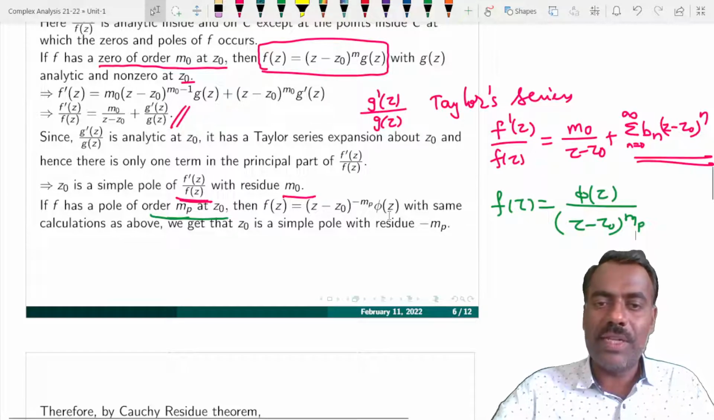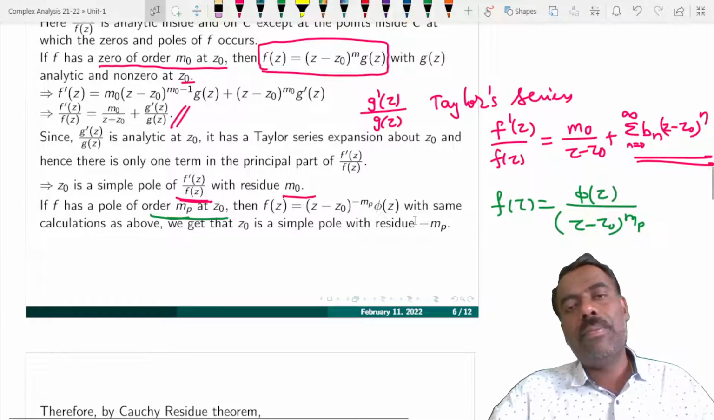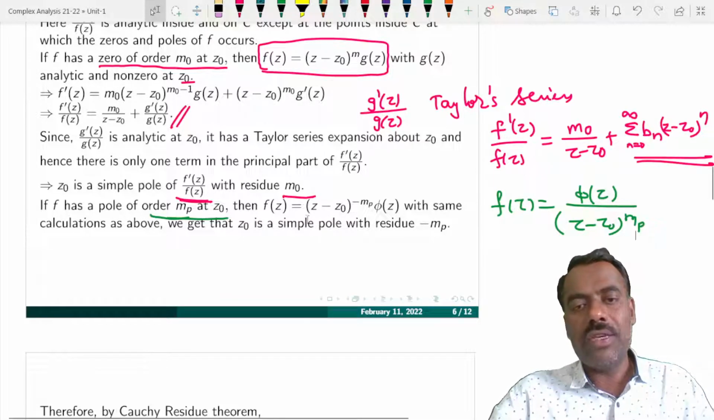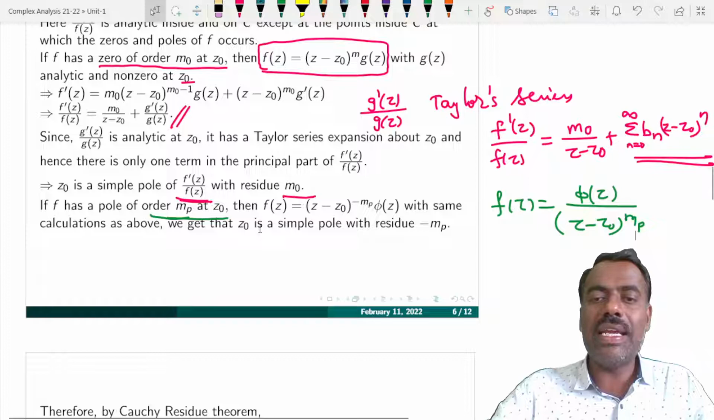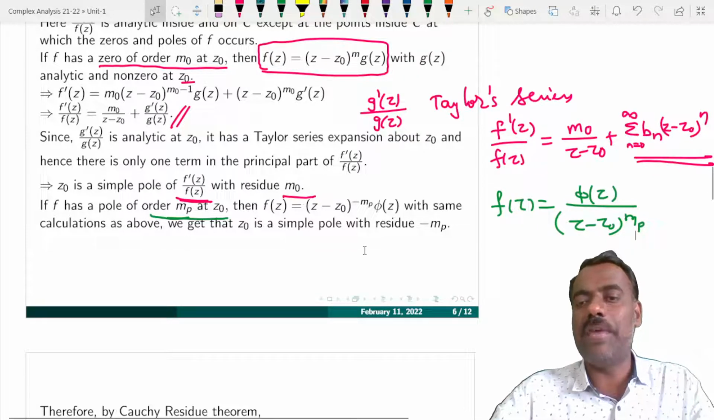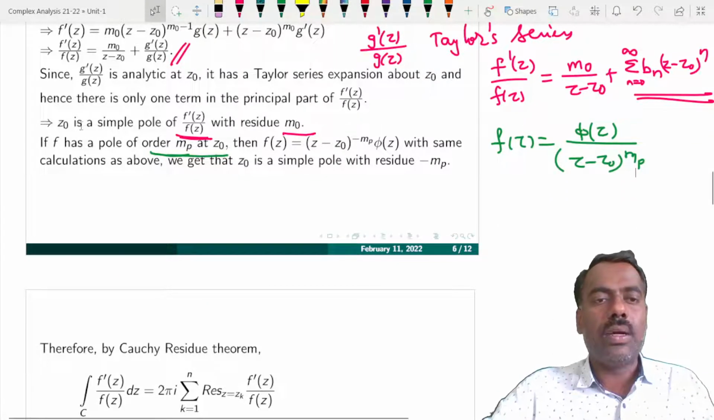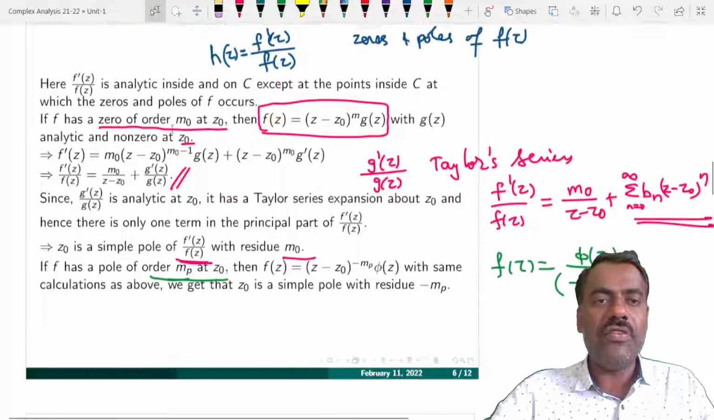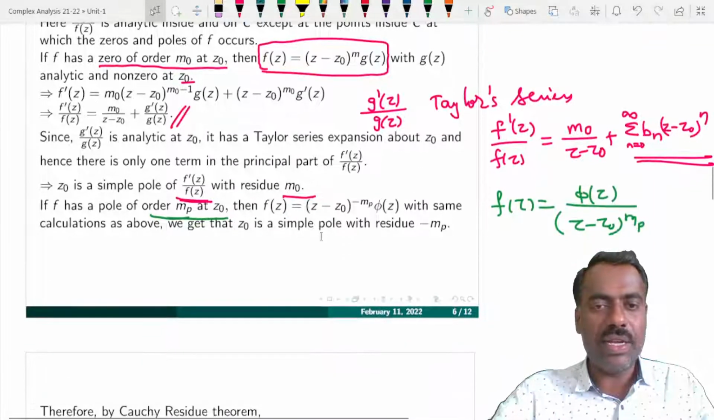Now what do we know about phi of z? Phi of z is analytic and non-zero at z naught. Therefore, it has a Taylor series representation. Then you multiply this, and what you will have here is that z naught is a simple pole with residue minus mp. Whatever coefficient, there it was m naught, and here you get minus mp. That's all. So if it is a pole, then the residue is minus mp, and if it is a zero, then the residue is m naught. That is what we have calculated here.